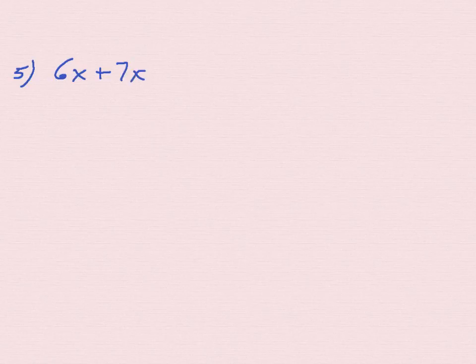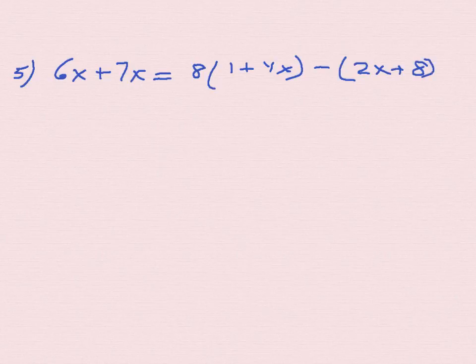6x plus 7x equals 8 onto 1 plus 4x minus, and then a bracket, 2x plus 8. So your first thing you're going to do is you're going to clear your brackets and gather like terms. On this next step, I might choose here to put 6x and 7x together because we can, they're like terms, and get 13x. That's pretty straightforward.